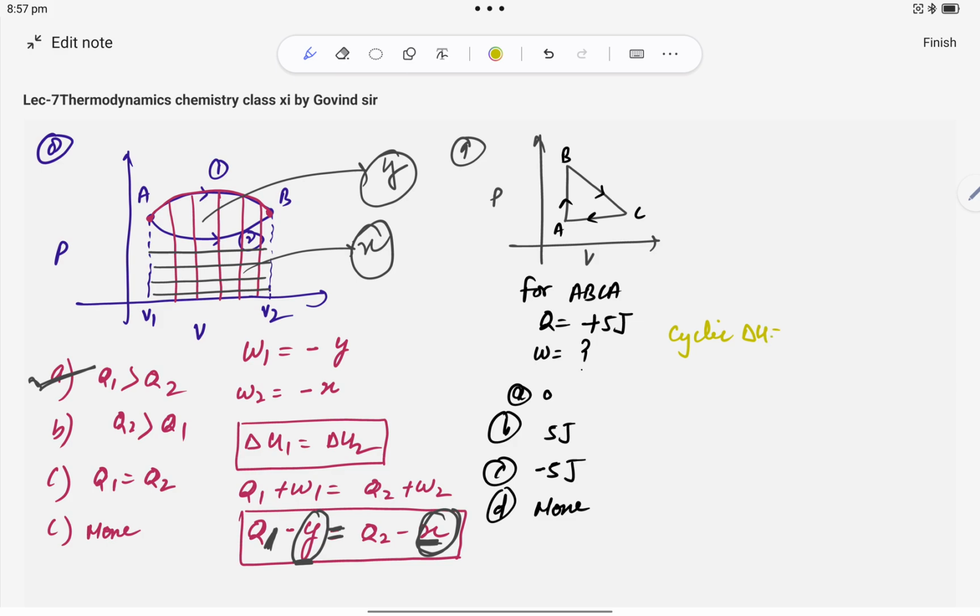Cyclic process, delta U is 0, state function always 0. So delta U is equal to delta Q plus delta W. So 0 is equal to delta Q value plus 5. So delta W is equal to, children, minus 5 joule. C option is correct.